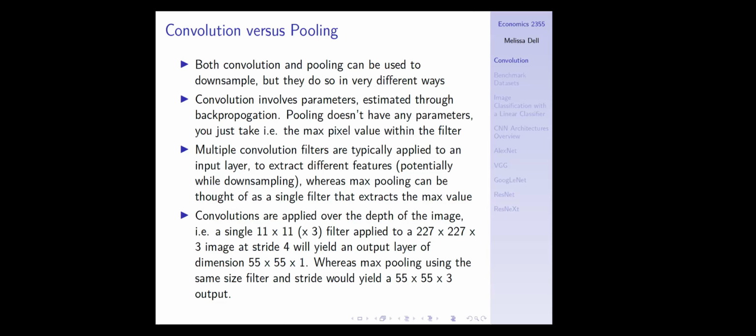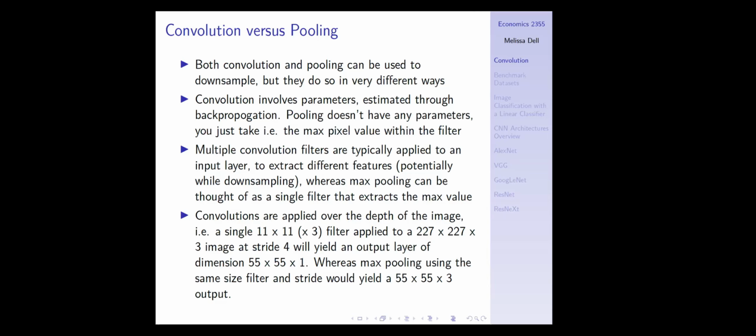Multiple convolutional filters are typically applied to an input layer to extract different types of features, as we were just talking about. And they could downsample in the process if they have a stride greater than 1, or they don't pad the edges, whereas max pooling can be thought of as just a single filter that's extracting the max value. And then finally, convolutions are applied over the depth of the image. So if you have a convolutional filter, that's going to take that depth and collapse it.